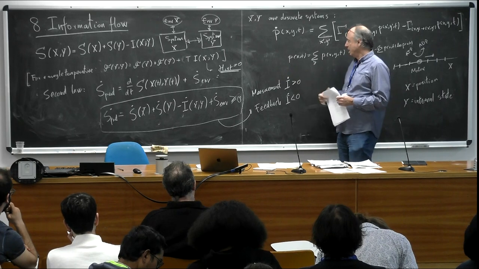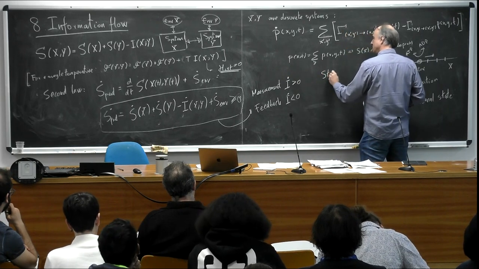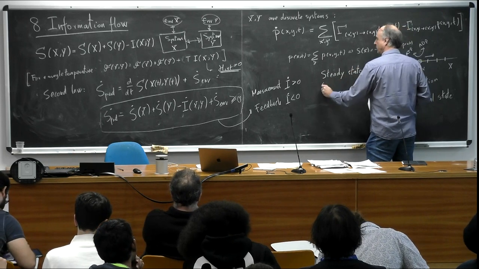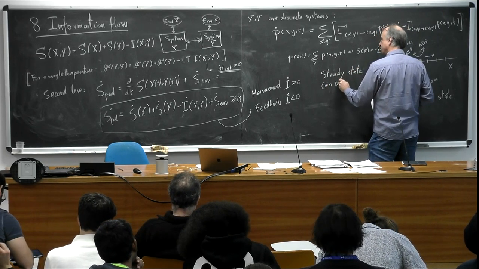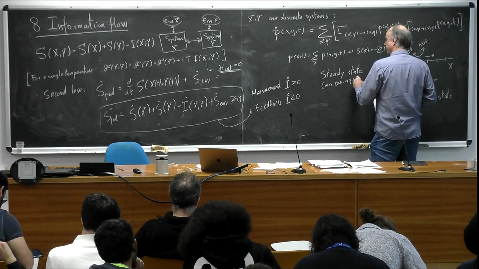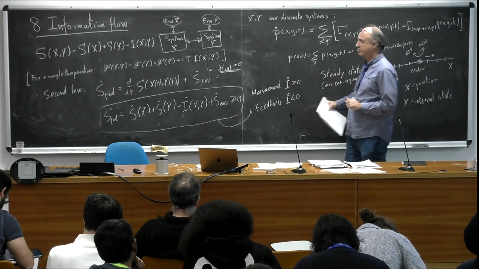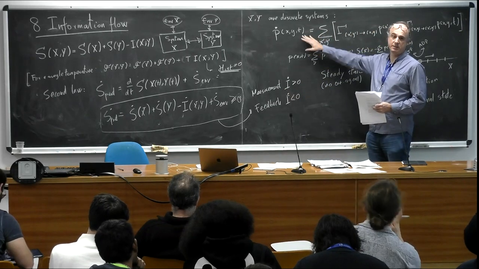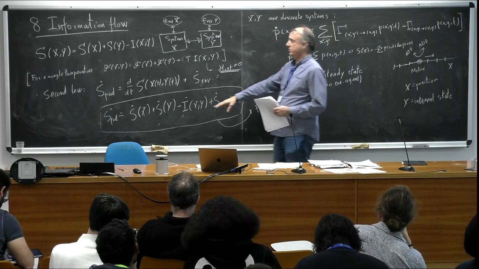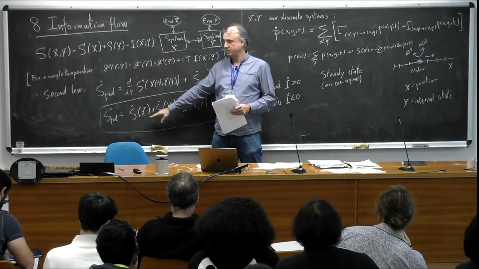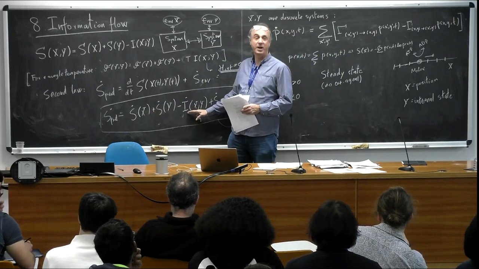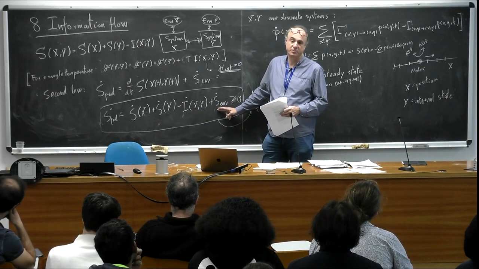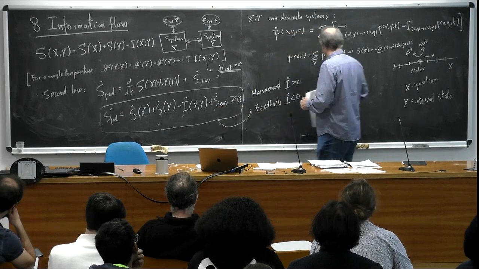But in the steady state, if I don't have an external agent, I have a problem. The problem is that the steady state, by definition, is that this is constant. This is constant. This is zero. This is constant. So S dot is zero. S dot is zero. This is zero. Everything is zero. The only thing which is not zero is that the entropy of the environment must decrease. So everything is zero.